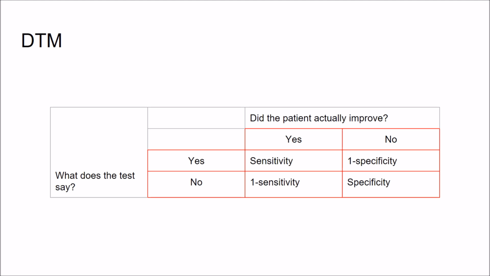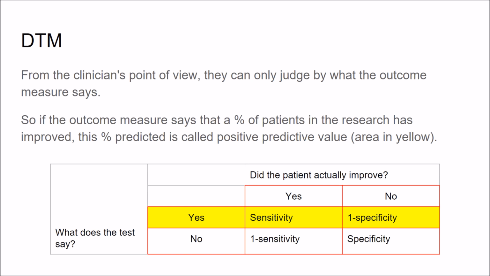And if you look at the lower right hand corner, that is where specificity actually sits, where the patient actually did not improve and the test confirms that. And then we've got the other two errors sitting in between. So from the clinician's point of view, what we can only do is judge whether a patient has actually improved by what the outcome measure says. And the percentage of patients that we see that has improved is what's called a positive predictive value.